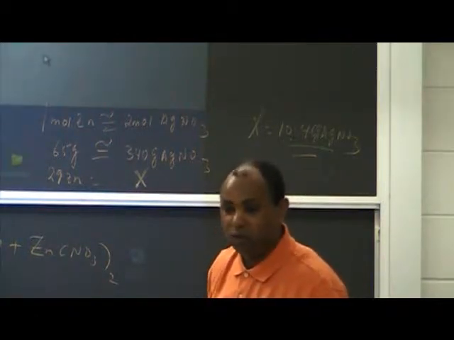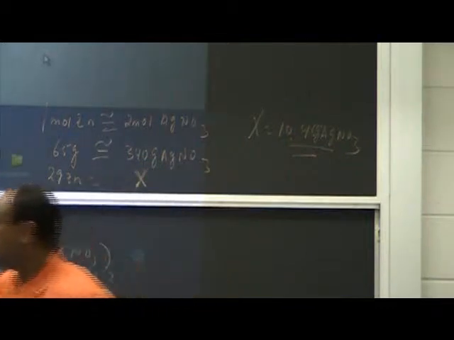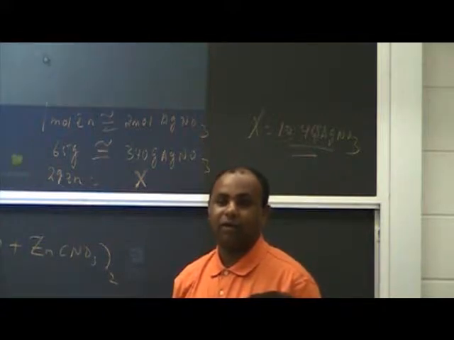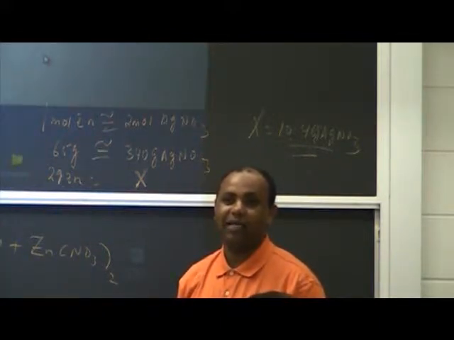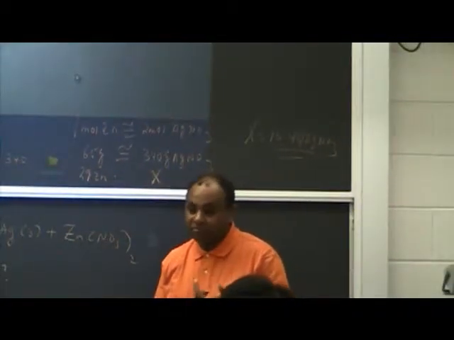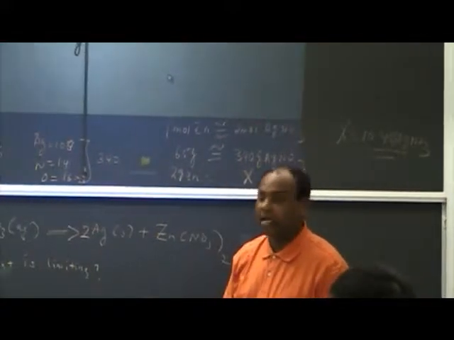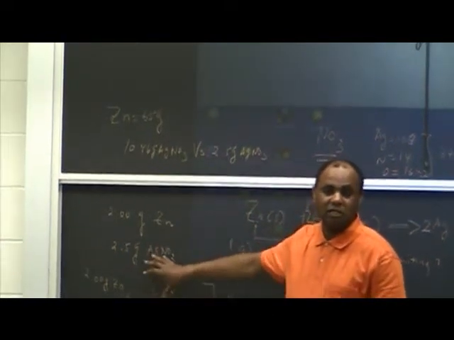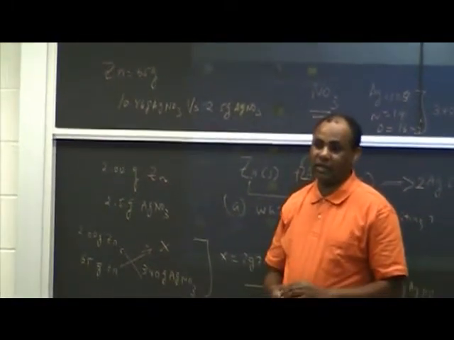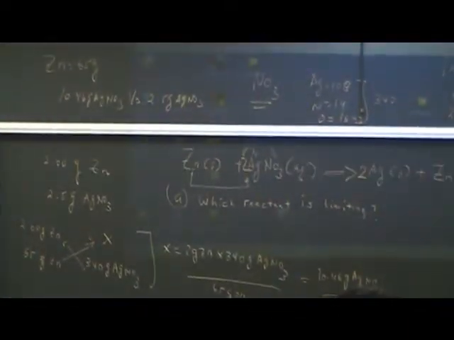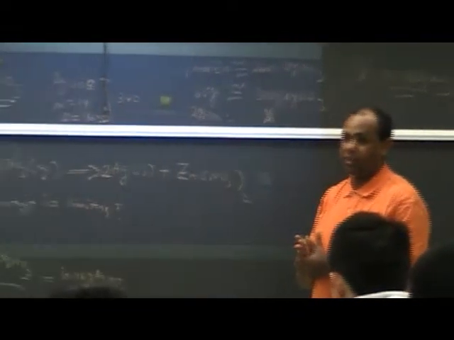But your supervisor was greedy, maybe? He gave you 2.5 grams of silver nitrate. Is he stingy, selfish? We don't know. Maybe he didn't know the accurate amount. It means these 2.5 grams of silver nitrate is a limiting reactant. It's not enough: for 2 grams of zinc you need 10.46, but 2.5 grams is not enough. Are we clear on this?